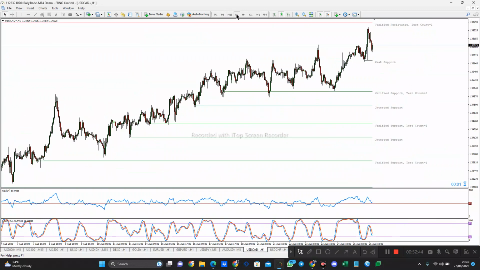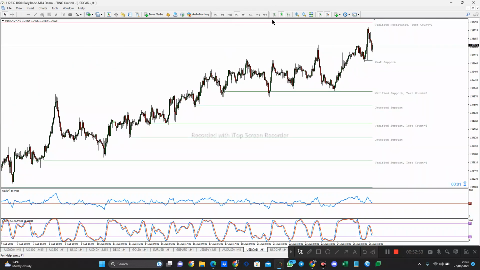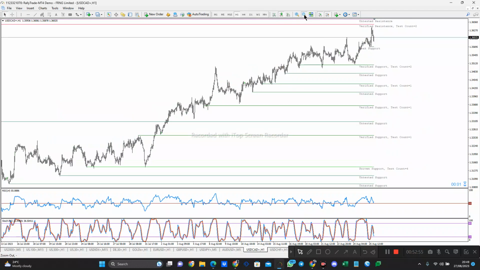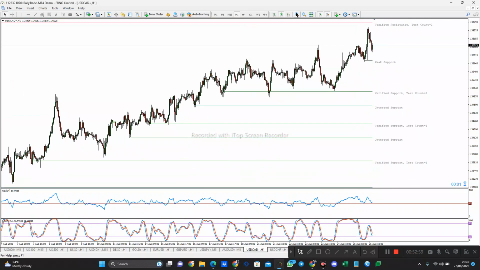So I want to clean up my chart. Now look at USD CAD, you can see where the trend started from. It's an uptrend. You can clearly see, right? You can see that the trend has been going up. It's been going up, right? So from USD CAD, this trend started from here.